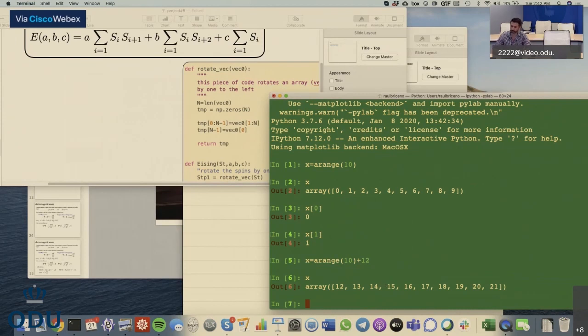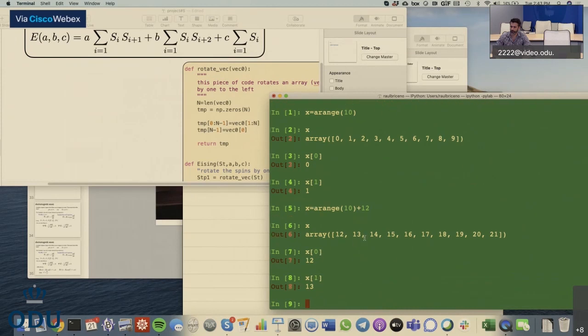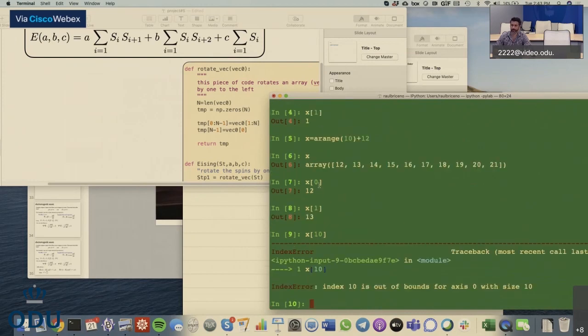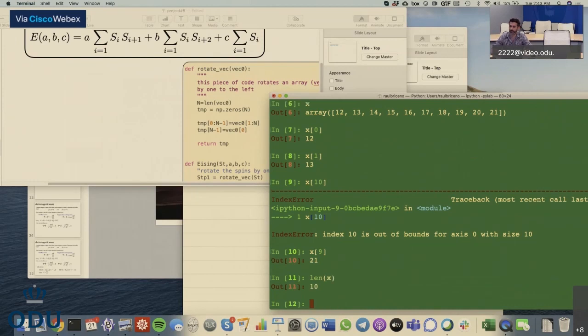Okay. And so, again, let me just test x of, grab the 0 component of x, and that gives me back 12. The first component, the 1 component gives me 13, and so forth. If I try to grab the 10th element, it's going to complain, right? Because I'm starting to count, even though the length of this is 10. Remember, I'm counting from 0, right? And so the largest element that it's going to consider is 9, which is the last one, and this is going to be 21.